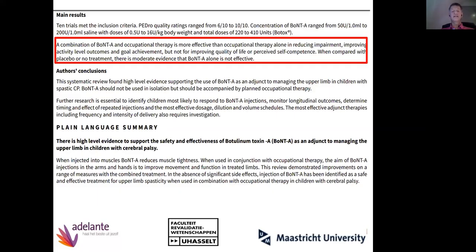And if you compare it with no treatment or placebo effects, then we also have some evidence, and we did a study on that one too, that botulinum toxin was hampering the effect. So some studies show that it will not be effective in the upper limb. But the main message is it is a good adjunct for managing upper limb treatment at the level of motor function.